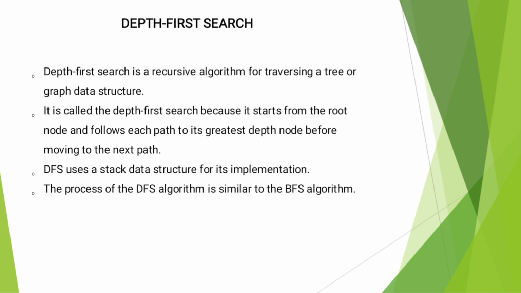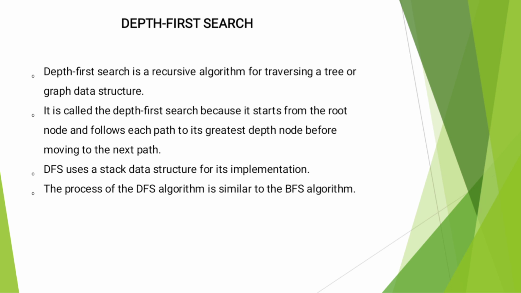Then the next one is depth first search. Depth first search is a recursive algorithm for traversing a tree or graph data structure. It is called depth first search because it starts from the root node and follows each path to its greatest depth node before moving to the next path. That is, it goes from the root to the terminal node path, then recursively goes back to the next. DFS uses a stack data structure for its implementation.